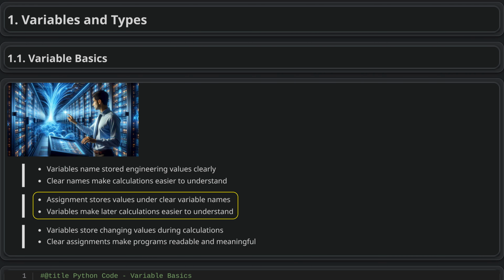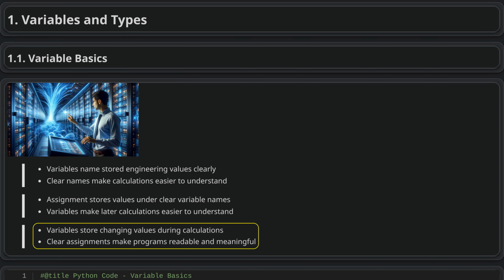Assigning a value to a variable means storing data under a clear name so the program can use it later. This connects a value, such as a measurement, with its meaning. Using variables helps programs avoid repeated raw numbers, reduce confusion, and make calculations more reliable.